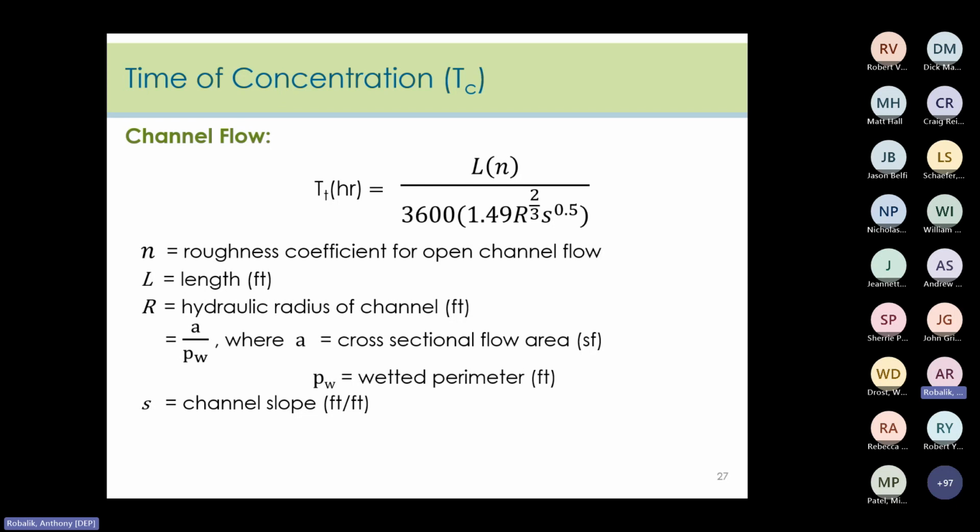The hydraulic radius is equal to the cross-sectional flow area divided by the wetted perimeter, the surface of the channel bottom and sides that are in direct contact with the flow. Don't use this equation if you have flow under pressure in a pipe. That uses a different equation. And you shouldn't see this type of flow that often in stormwater calcs for development.